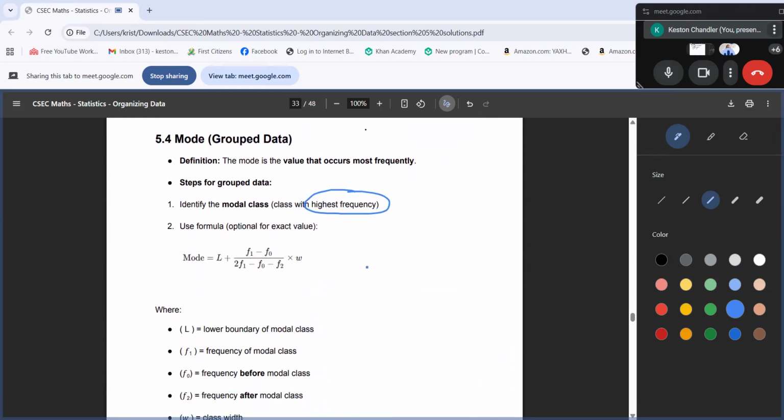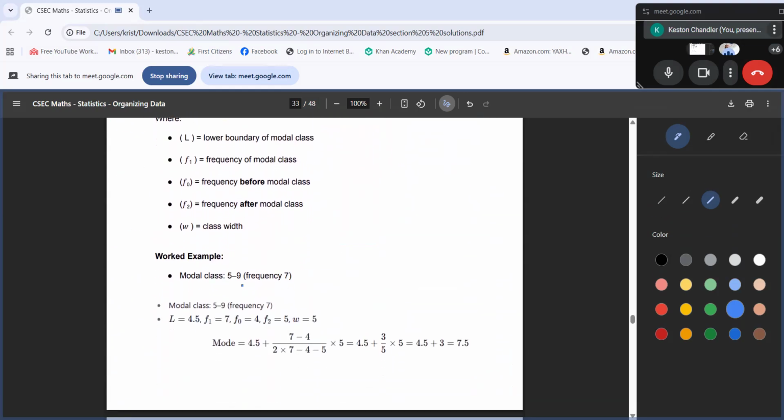And I'm going to plug some values in here and show you how to use it. Let us assume that the modal class is 5 to 9. So my lower class boundary is going to be 4.5, 0.5 less than this 5. Right? So 5 minus 0.5 will give me 4.5. Let us assume that the frequency of the modal class is 7. And let's say I'm giving you the frequency of the class before as 4 and the frequency of the class after as 5. The class width is found by taking our upper limit minus our lower limit and adding 1. So 4 plus 1 will give us 5.